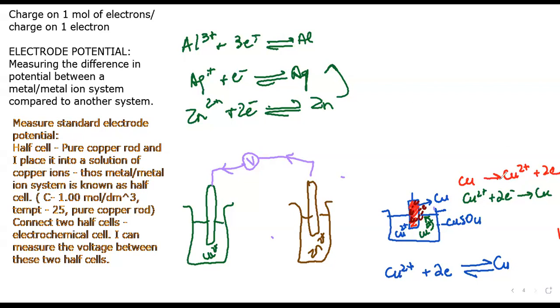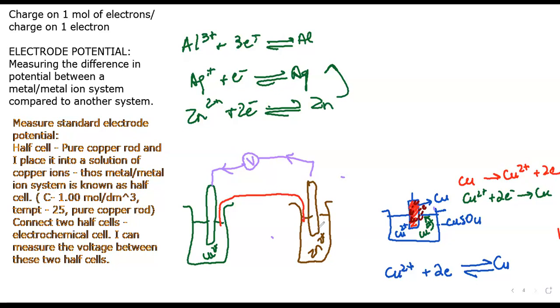The second way you can join the two half cells together is by using something known as a salt bridge. A salt bridge is basically made from a filter paper, and we soak it in a solution of potassium nitrate. So I can take the filter paper, soak it in potassium nitrate, and put that between the two cells. We call it a salt bridge. Those are the two options that I have.